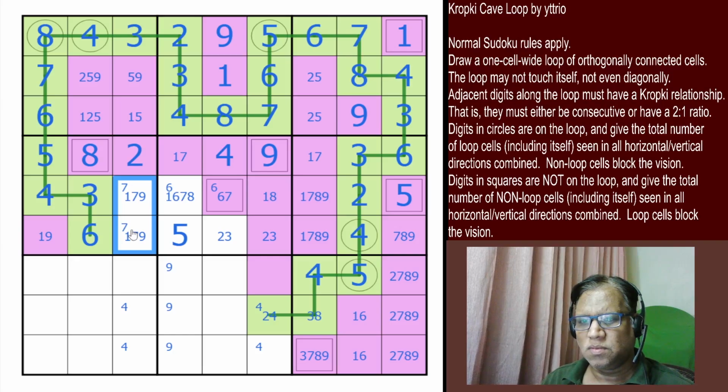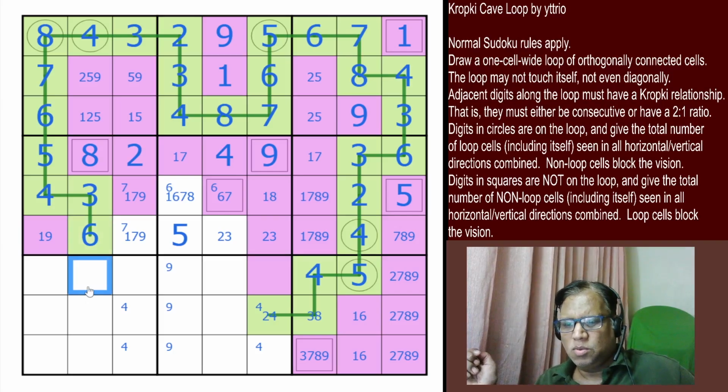6, 7. 6 is one of these. Ah, that's not green now, right? Sorry, that's not green. So that's pink. But that still could be 7, right? And it is going, and this could be 7. So, yeah. Ha! 2, 3, 2, 3, 2, 3, 2, 4, 1, 8.